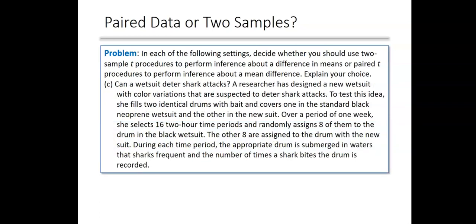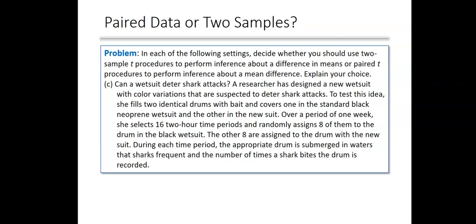Can a wetsuit deter shark attacks? A researcher has designed a new wetsuit with color variations that are suspected to deter shark attacks. Okay, to test this idea, she fills 2 identical drums with bait and covers one in a standard black neoprene wetsuit and the other in the new suit. Over a period of 1 week, she selects 16 2-hour time periods and randomly assigns 8 of them to the drum in the black wetsuit. The other 8 are assigned to the drum with the new suit. During each time period, the appropriate drum is submerged in waters that sharks frequent, and the number of times a shark bites the drum is recorded.